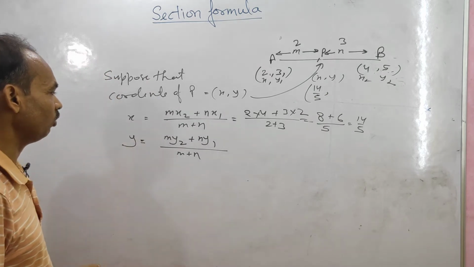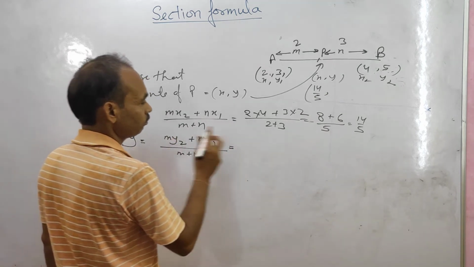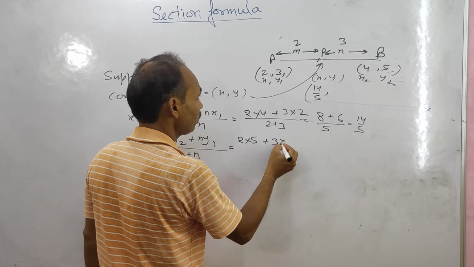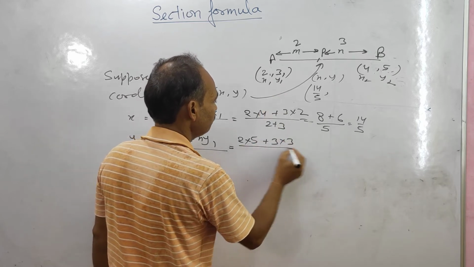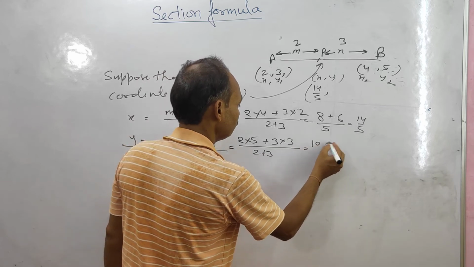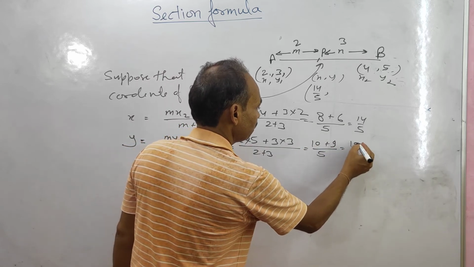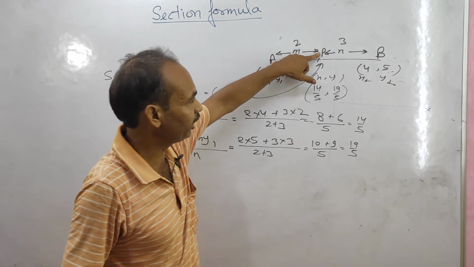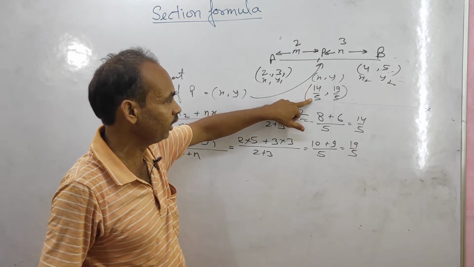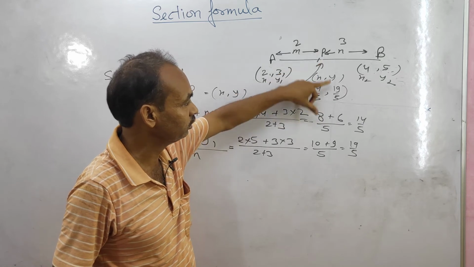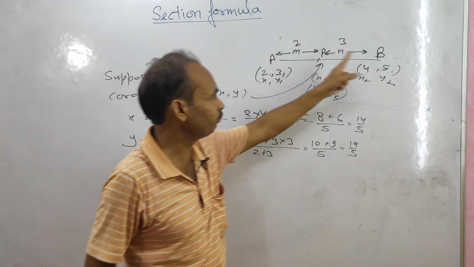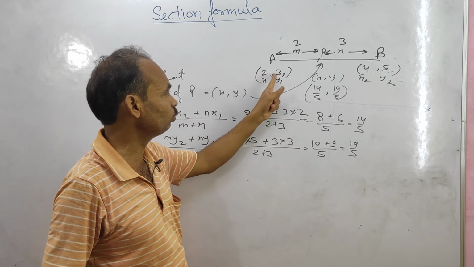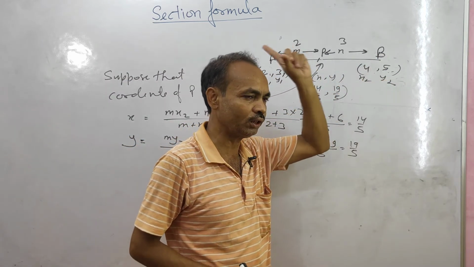Now the value of y. m is 2, y2 is 5, plus n is 3, y1 is 3, upon m plus n, 2 plus 3. 10 plus 9, 19 upon 5 is the value. 19 upon 5 is the answer, because P has x coordinate 14 upon 5 and y coordinate 19 upon 5, if A and B are divided in the ratio 2:3, while A has coordinates (2, 3) and B has coordinates (4, 5).